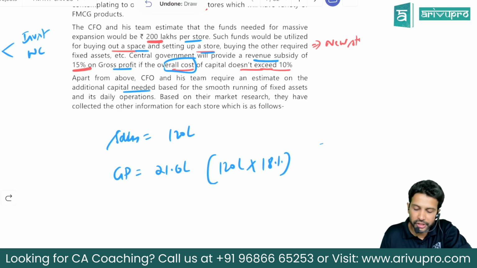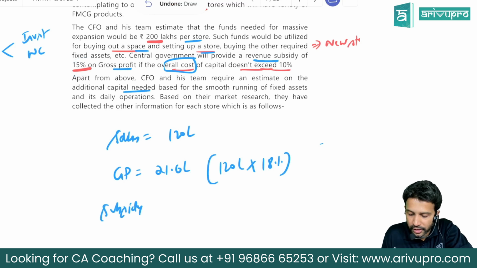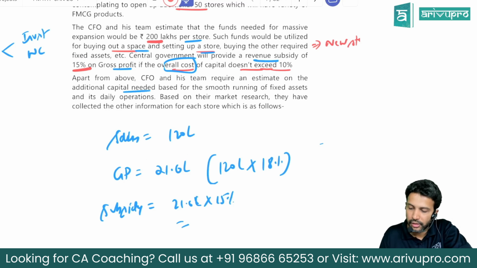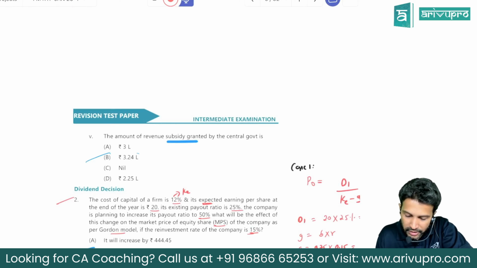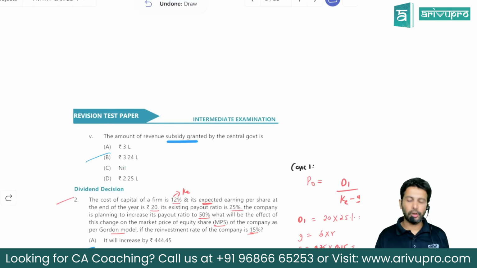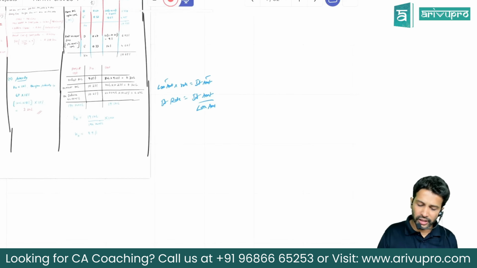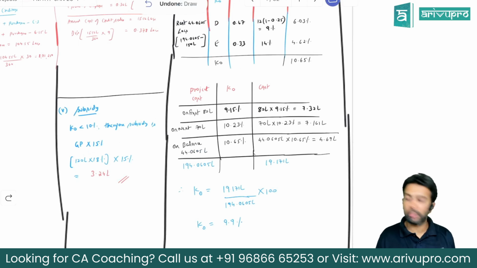How much percentage? 15%. So calculate the subsidy. Subsidy will be 15% of 21.6, which will be 3.24. So which option has 3.24? B for Bengaluru, the right answer for the last option. That's what I've solved over here as a one-liner. Subsidy is this. Comfortable?